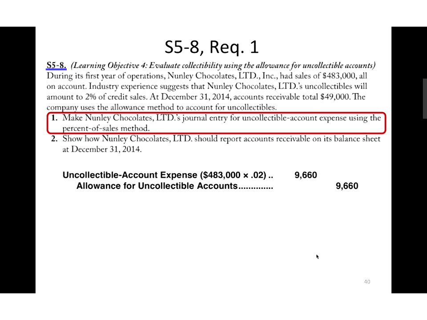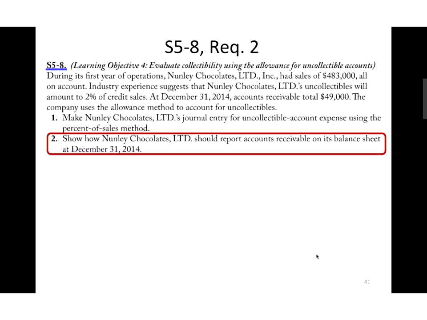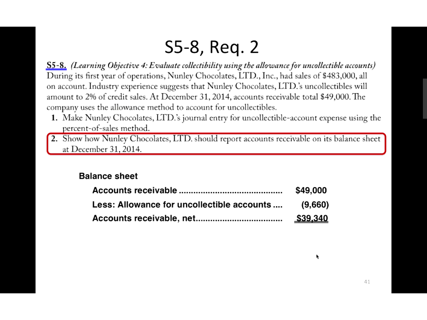Okay, so that was the first requirement. The second requirement says show how they should report accounts receivable on its balance sheet. So what we're going to see on the balance sheet is we'll have accounts receivable less the allowance for uncollectible accounts gives us net accounts receivable. You're going to show that allowance somewhere because it is important for investors to be able to see what your allowance is, but you're going to show the net realizable value there.